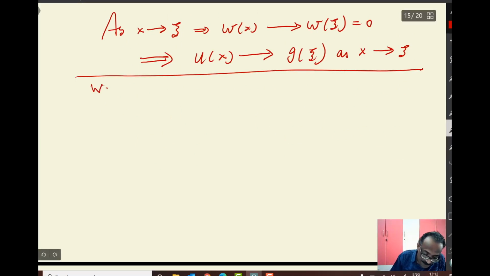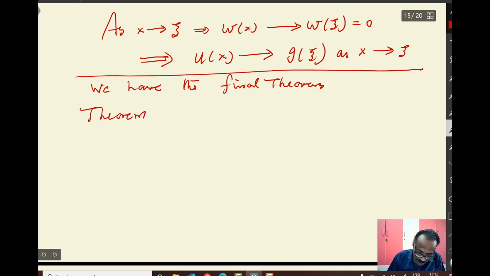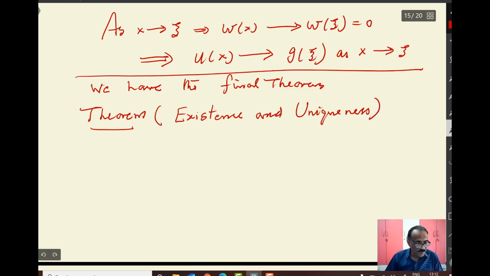So we have the final theorem, basically existence and uniqueness. Uniqueness we already proved. Now existence is also proved. Existence and uniqueness. Okay, we'll prove that one.